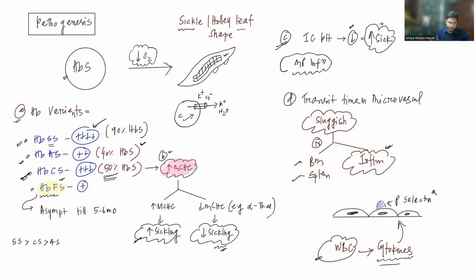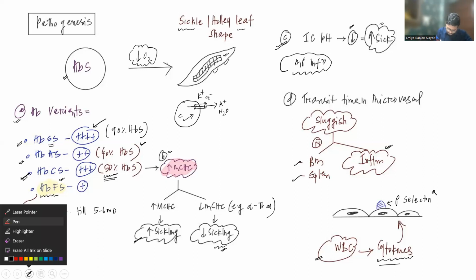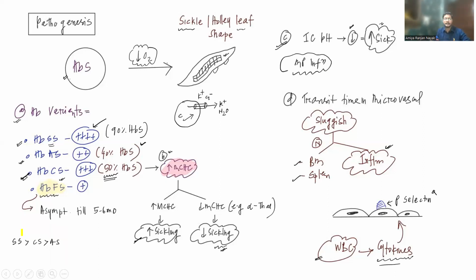Now I hope this is very clear. These points are very important, and to understand all these concepts, you should have watched the video on hemoglobin basics. Those basics are definitely needed. These are very simple, conceptual things. If you understand once, you'll never forget. So first of all, you have to understand the hemoglobin variants and how they can affect sickling. Then the mean corpuscular hemoglobin concentration, then intracellular pH, and then the transit time in microvasculature.